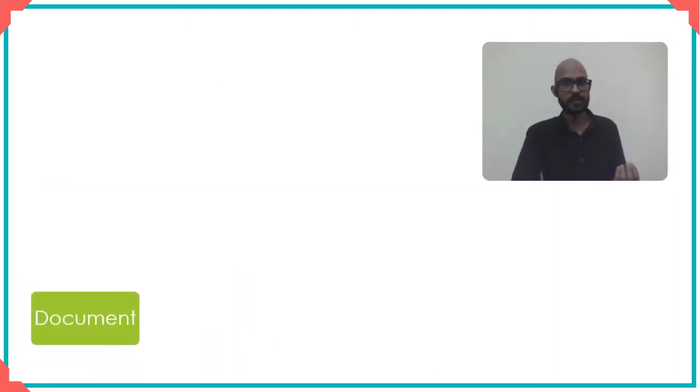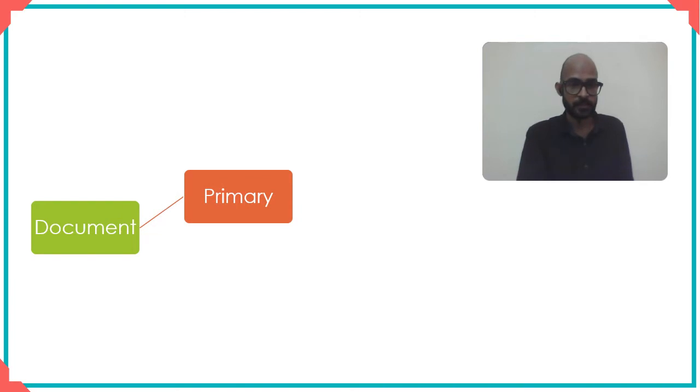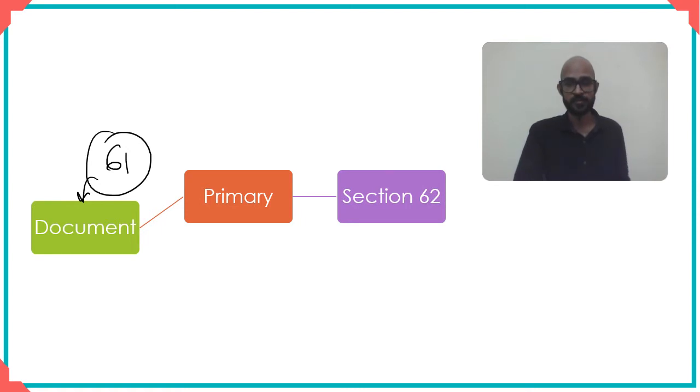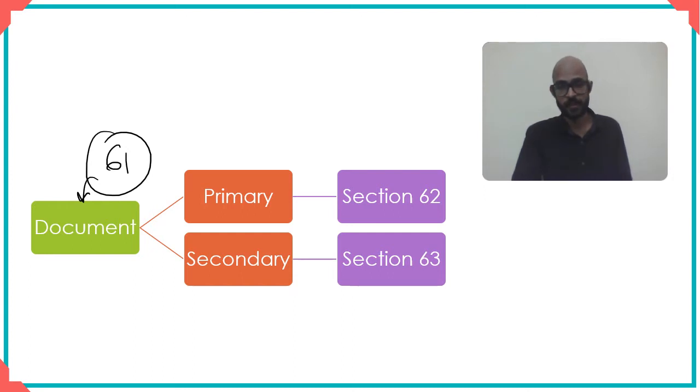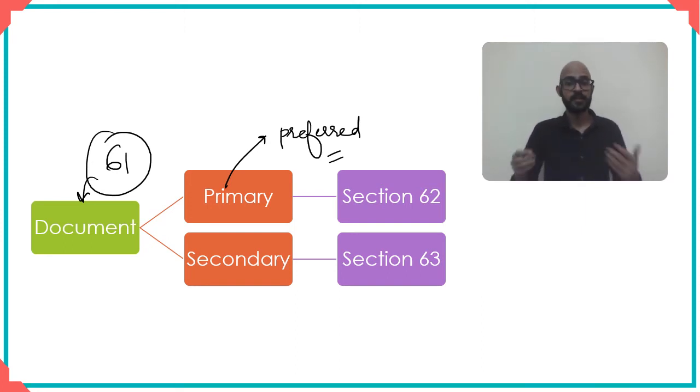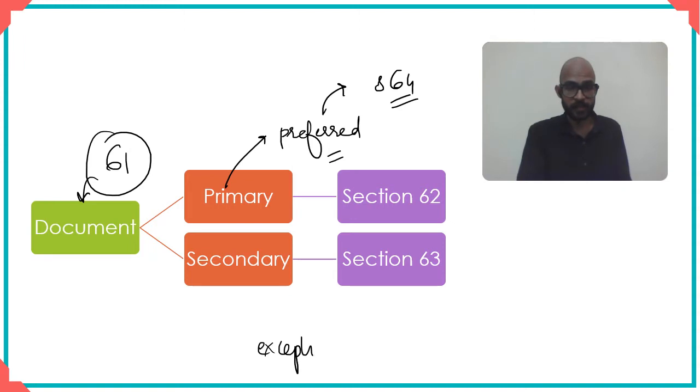Also, we have seen that the contents of a document can be proven either by primary evidence, which is what section 61 tells us, and primary is given to us in section 62, or by secondary evidence, which is given to us in section 63. However, there is a rule, the rule being that primary is preferred, which means that you go for the primary evidence unless there are some exceptional situations. This point is given to us in section 64. And the exceptional situations in which you can go for secondary evidence are given in section 65.